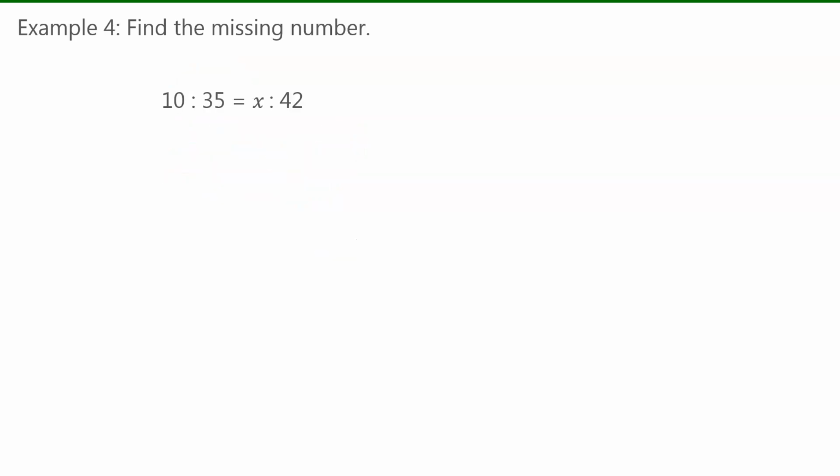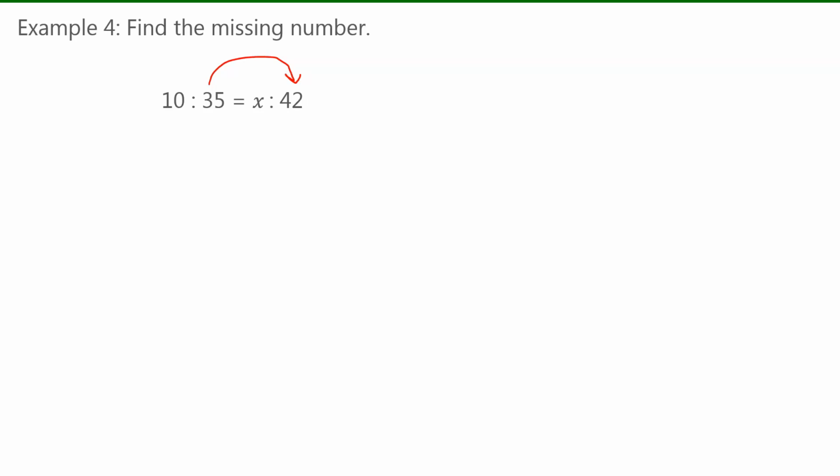Example 4, find the missing number. 10 to 35 is equal to x to 42. When I look at these two ratios, the two that are pairing are 35 and 42. However, I know that there's nothing that I can multiply by 35 to give me 42 or divide into 35 to give me 42.